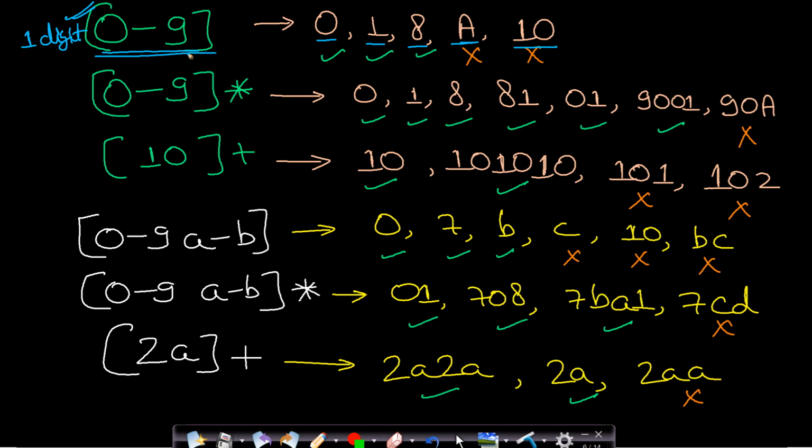And this indicates only one digit. If you put a star, then the number of digits will not matter. So this indicates that each and every digit should be in the range of 0 to 9, and they can get repeated any number of times. So 0, 1, 8, 81, 0, 1, 9, 001 all are valid. But this 90A is not valid since this A is out of range.